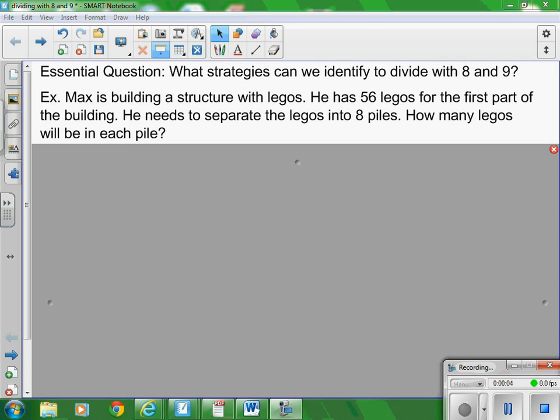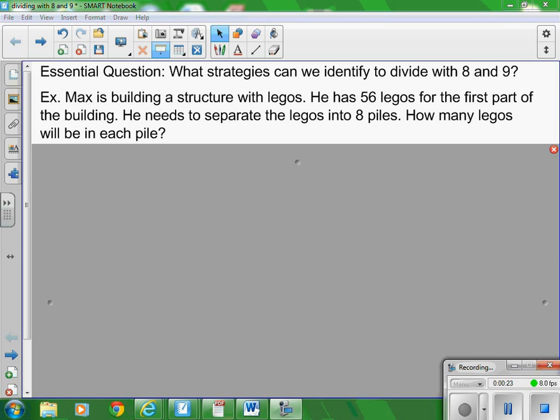Tonight's essential question is what strategies can we identify to divide with 8 and 9? For example, in this word problem, it says Max is building a structure with Legos. He has 56 Legos for the first part of the building. He needs to separate the Legos into 8 piles. How many Legos will be in each pile?